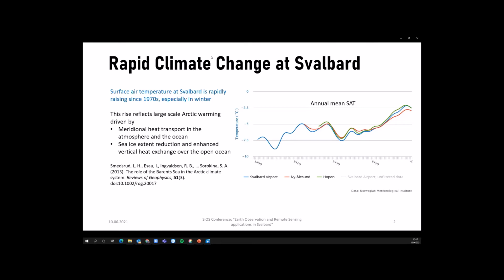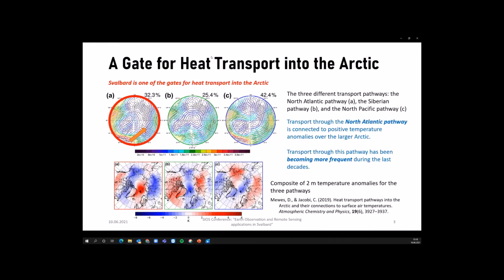We understand that the local temperature rise is driven by large-scale Arctic warming. The most influential drivers are related to the meridional heat transport and the sea ice extent reduction. The meridional heat transport occurs in 3 different pathways. Svalbard warming has been robustly associated with the North Atlantic pathway that opens a gate for Atlantic heat into the Arctic, and observed more than 30% of time.